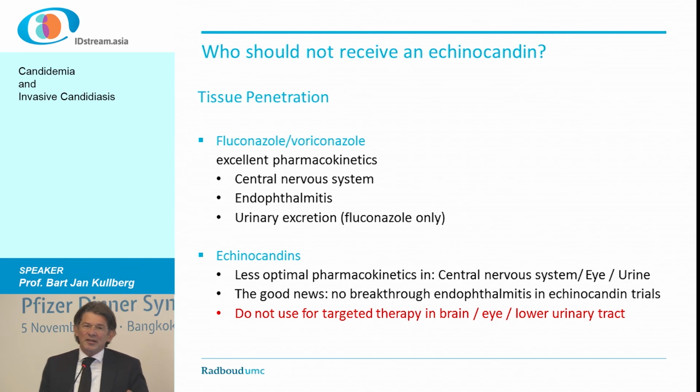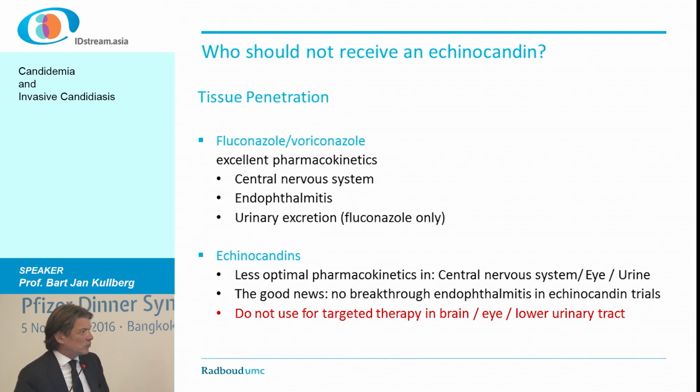Now, the good news is that in all the large candidemia and candidiasis studies, we haven't seen breakthrough endophthalmitis patients, or very few, or renal candidiasis breakthroughs. So probably their pharmacokinetics are just favorable enough to prevent these kinds of complications. But once you have a patient with a brain abscess or an endophthalmitis or a lower urinary tract infection with fungal balls, which would require treatment, you would stay away from the echinocandin. So patients with endophthalmitis, for instance, should be switched to an azole.